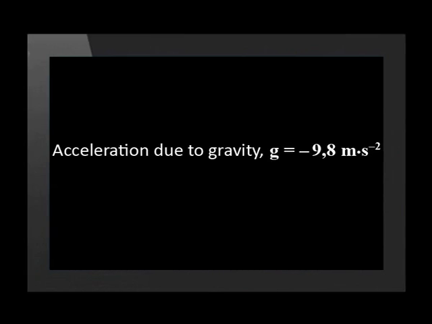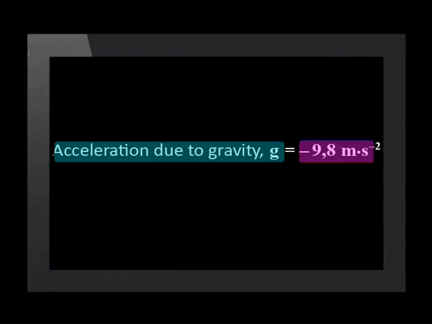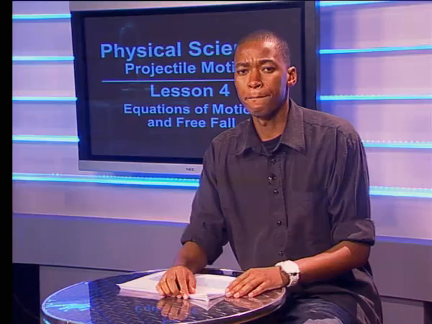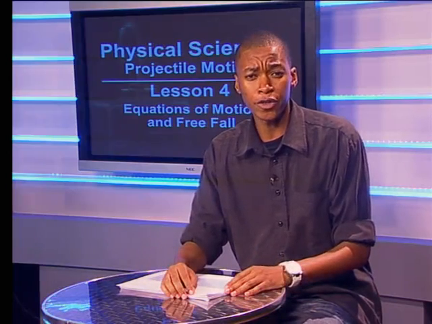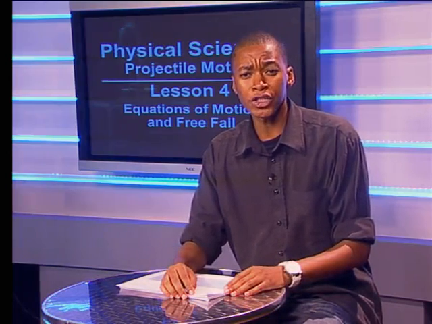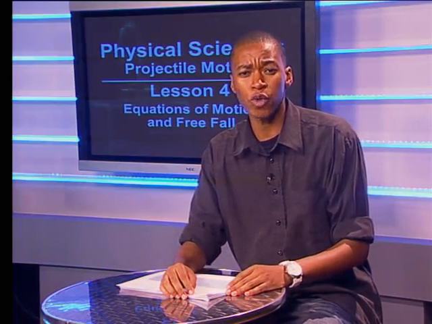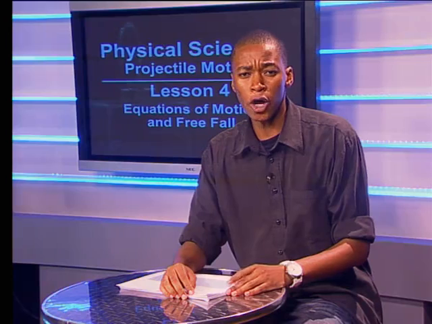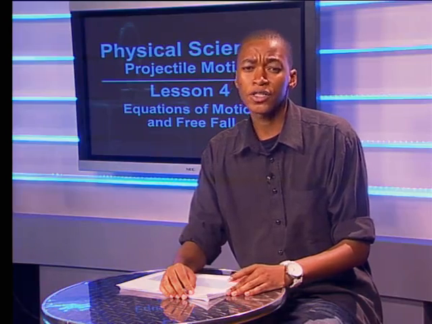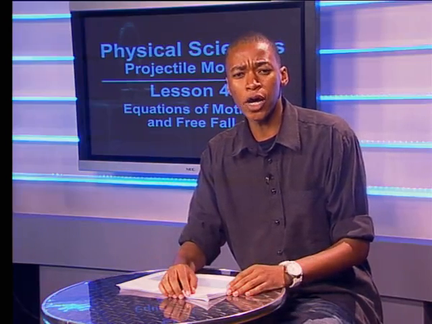We already know that objects in free fall on Earth accelerate at the acceleration due to gravity g, which is negative 9.8 meters per second squared. But let's pretend we didn't know this. Let's use the equations of motion and calculate the acceleration due to gravity. We'll use the data we get from the lab. Scie, please explain to us how to do this.